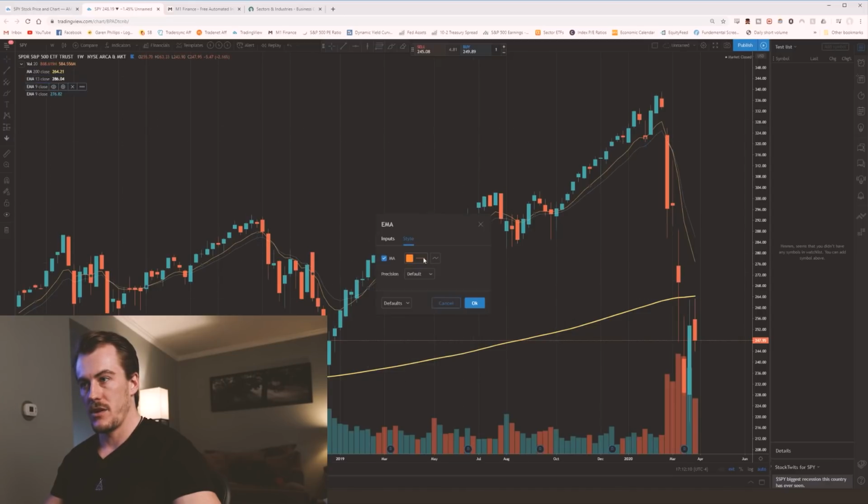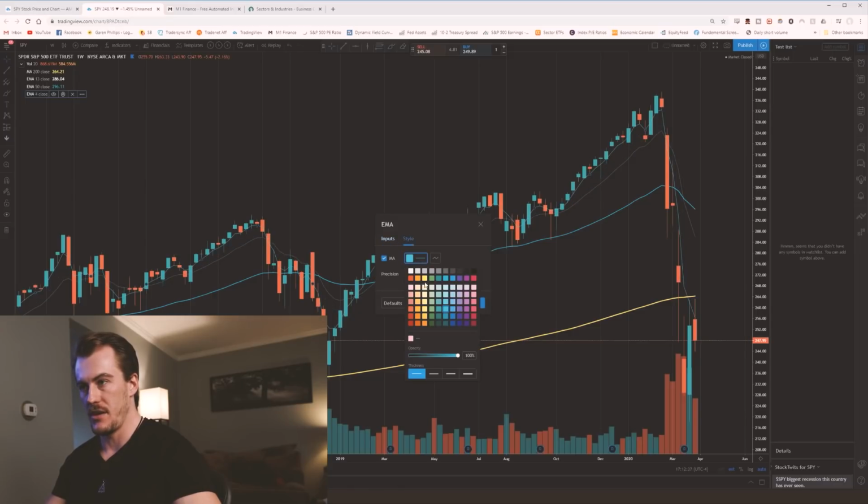Hit okay. We're gonna make this one light blue. We're gonna make that a 50, and we'll up that bar to a 2. And then the last one, we are going to make a 4 EMA. And we're gonna make this one yellow, and we're gonna drop that to half opacity.